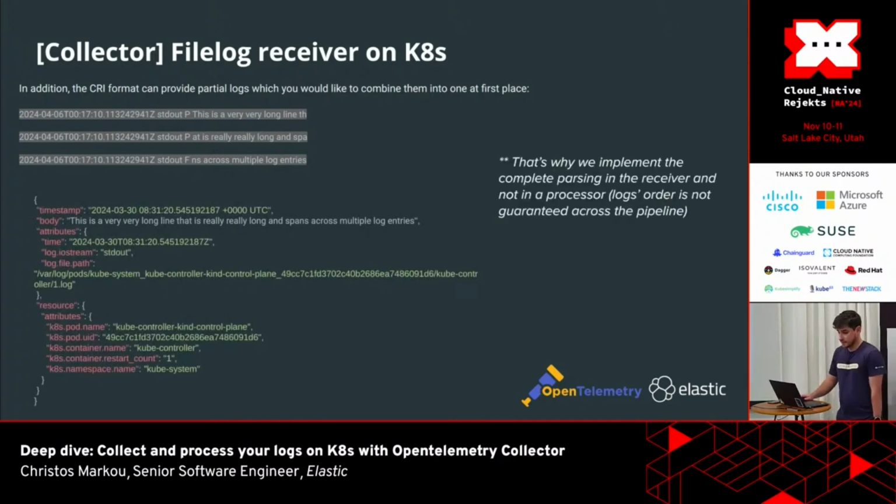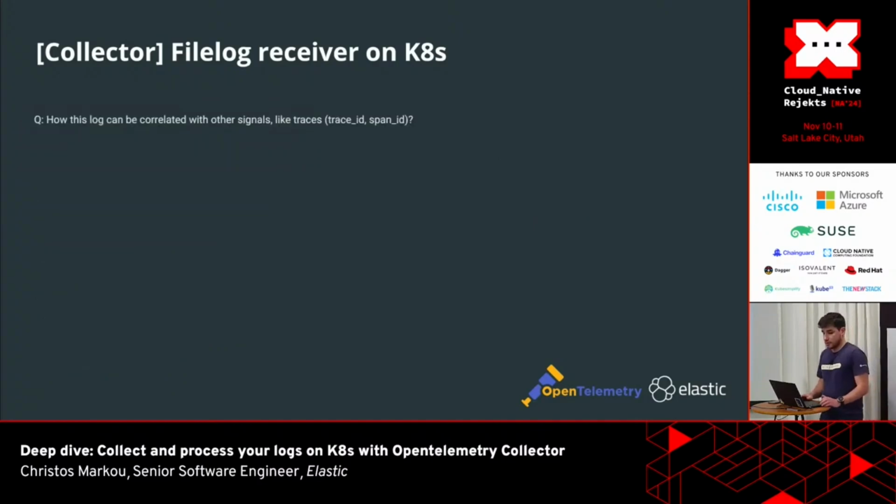And this is one specific implementation detail that led us to implement this as a file log receiver operator instead of having it as a standalone processor for the collector, because in the processors, we cannot guarantee the order that the logs arrive. So in that case, we won't be able to recombine them properly to support this specific use case. So we see that the file log receiver is quite useful.